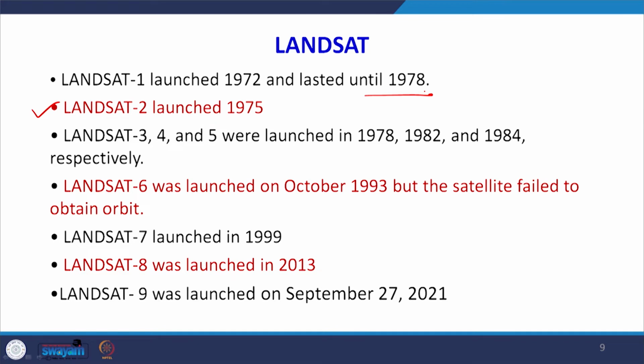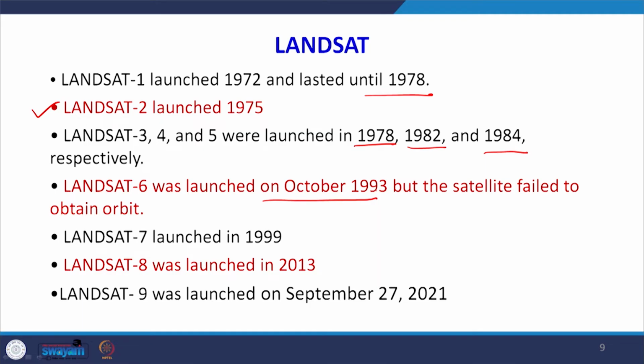Subsequently came Landsat 3, Landsat 4 and Landsat 5 in different years. In 1978 Landsat 3 was launched, in 1982, 4 years after that, Landsat 4 was launched, and 2 years later, in 1984, Landsat 5 was launched. These satellites were launched with some improvements, on the basis of feedback and the limitations we found in the earlier systems, so the subsequent satellites had those improvements.